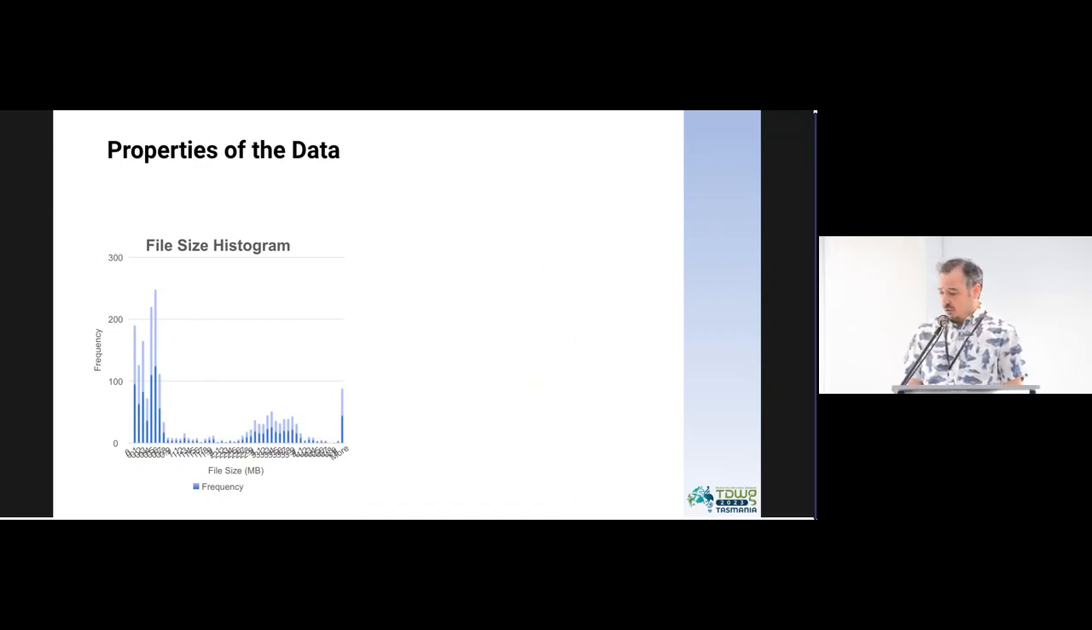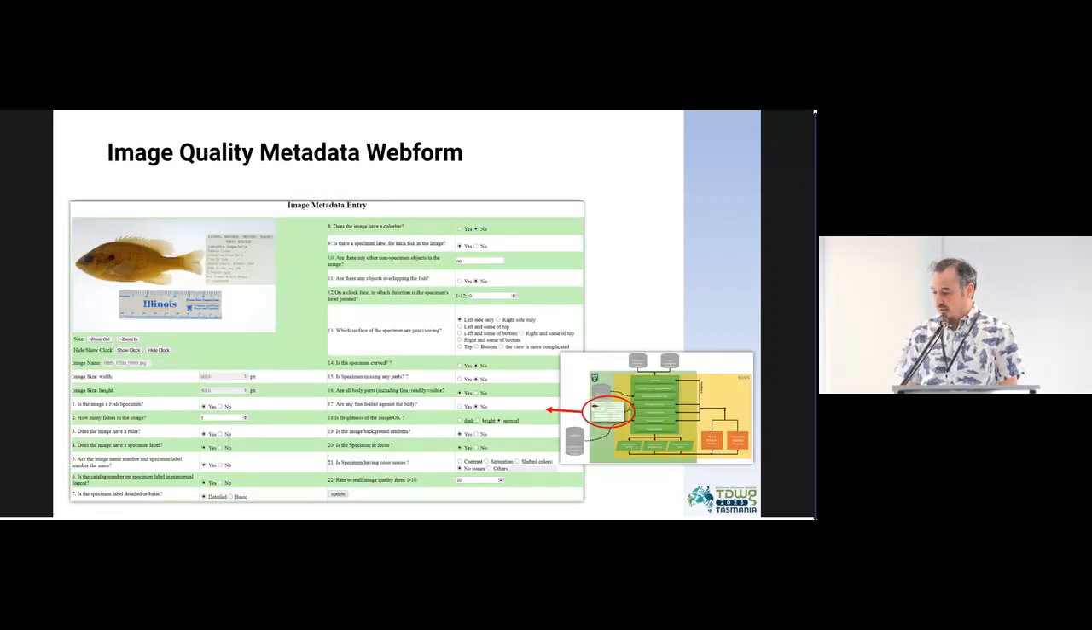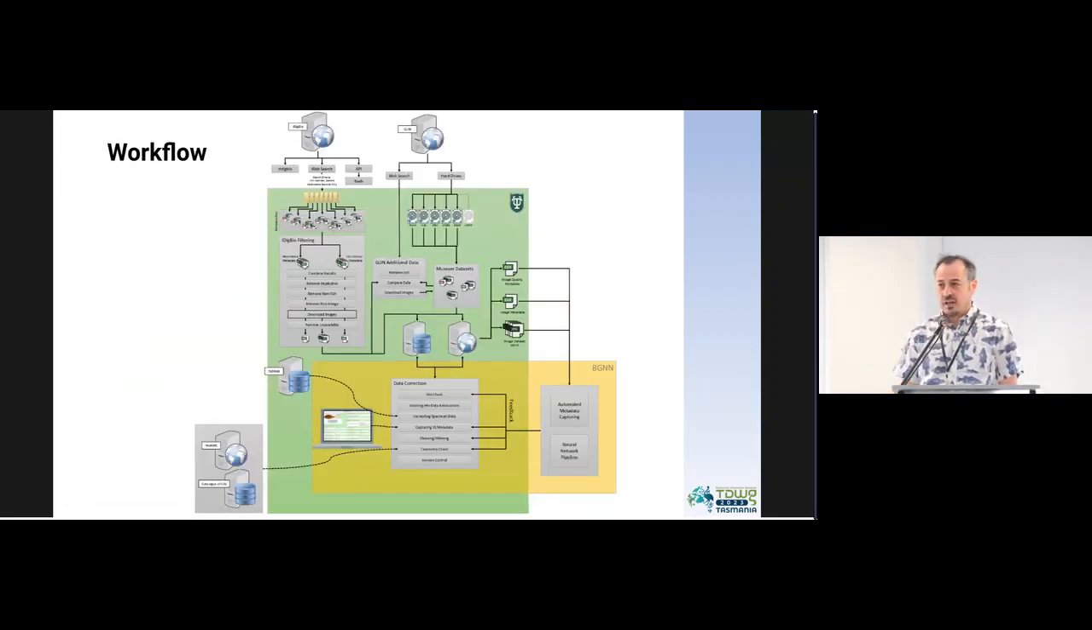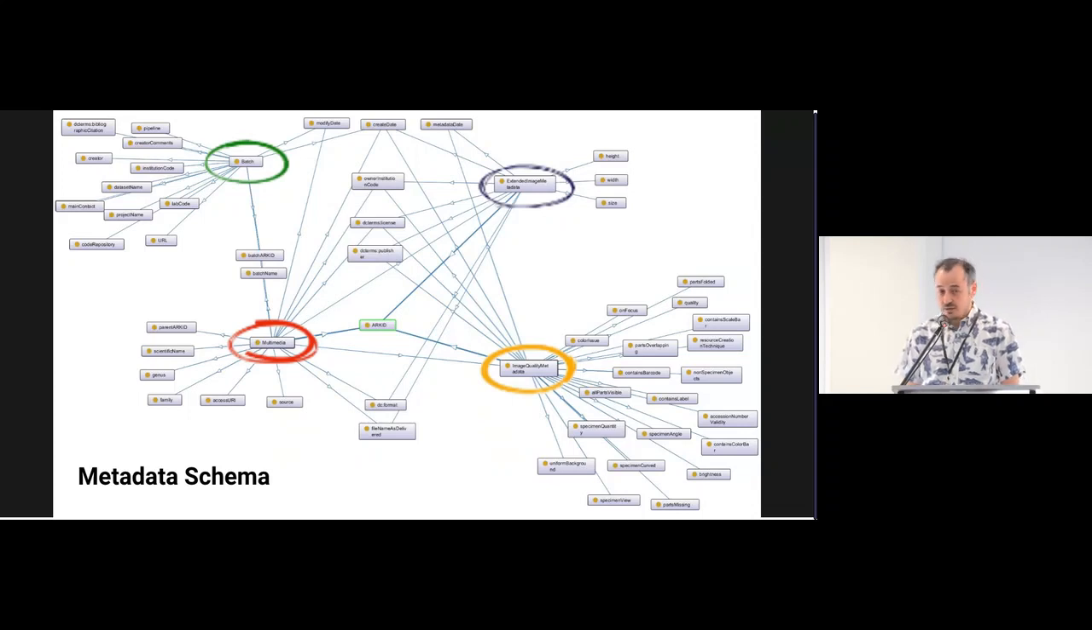We also tried to see what kind of files we are dealing with. 60% of the images were less than 1 megabyte. And then we built an interface to capture some information about the images. We hired some contractors and used them for capturing all that information about the images. I presented this earlier in a TDWG meeting, and it kept growing and growing, and we finally built a workflow like this. If you have any questions, I will answer in the question section.